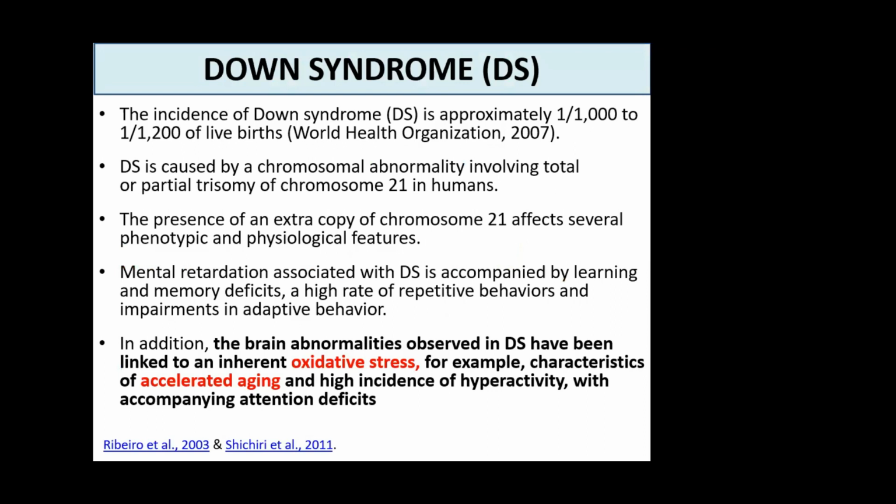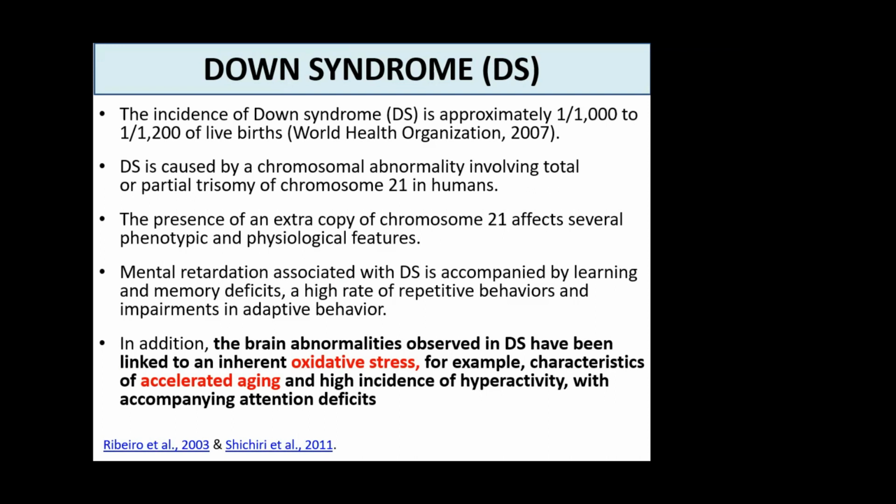So we move now to Down syndrome. According to the World Health Organization, the incidence is 1 in 1,000 to 1 in 1,200 live births. This abnormality involves the total or partial trisomy of chromosome 21, as far as humans are concerned. The presence of this extra copy of chromosome 21 affects several phenotypes, that is, the external appearance and physiological features.